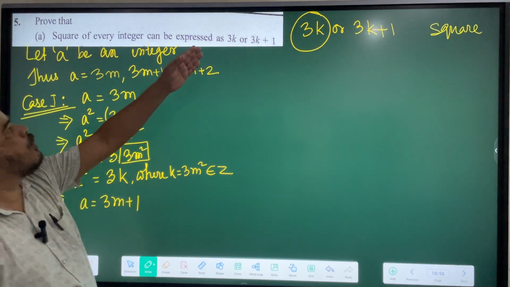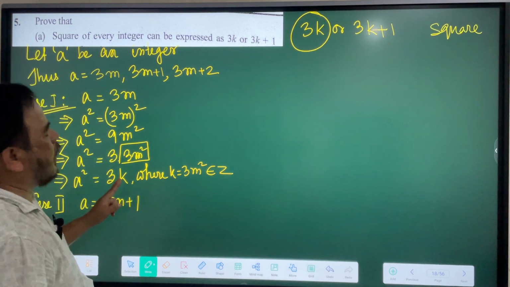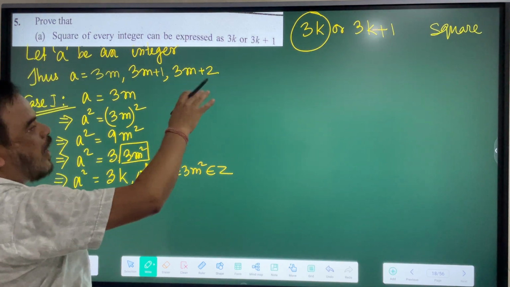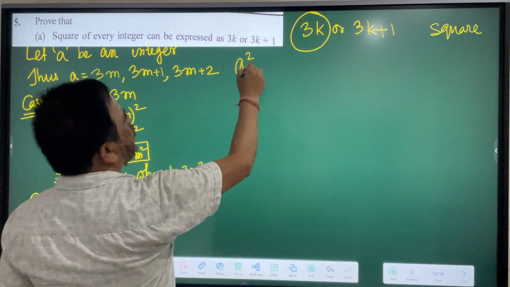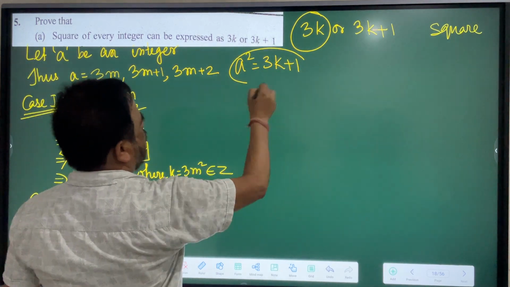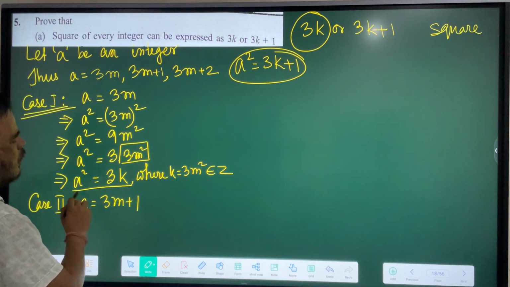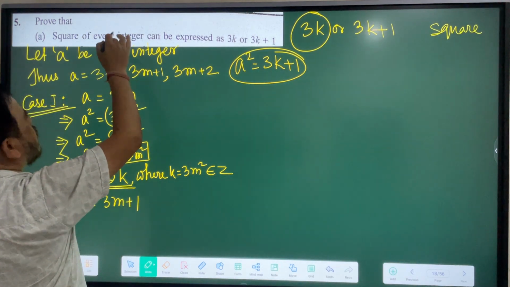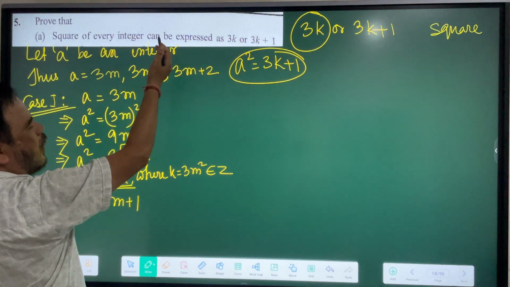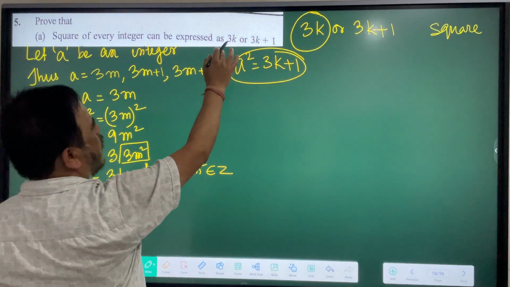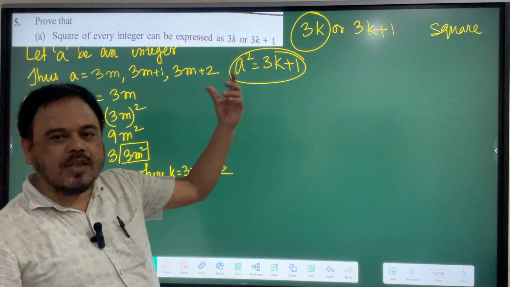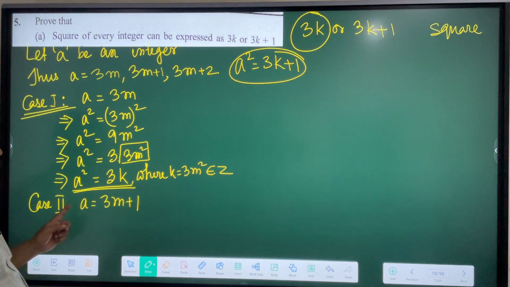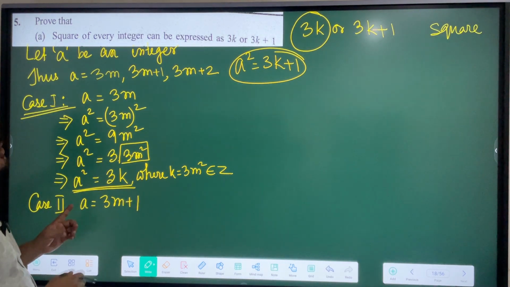Okay, we have already expressed this term as 3k. Now we have to express a square, the square of any integer, as 3k plus 1. We have already shown a square equals 3k. The square of every integer a can be expressed as 3k or as 3k plus 1. So already I have shown a square equals 3k. Now we will prove a square equals 3k plus 1 also.